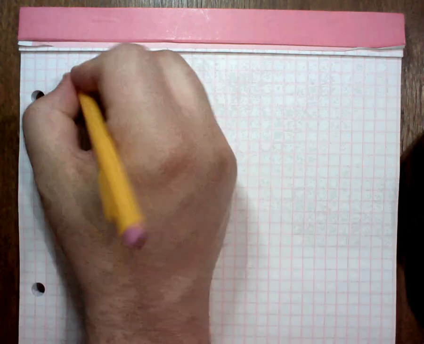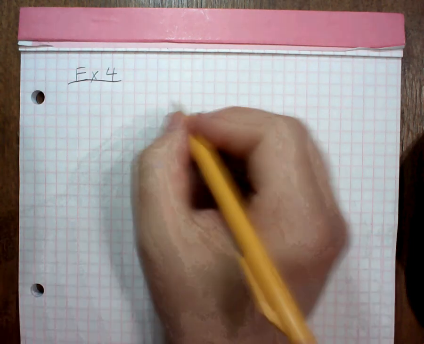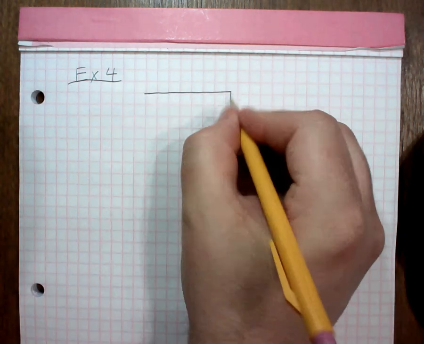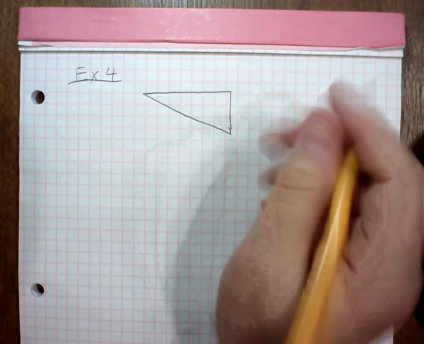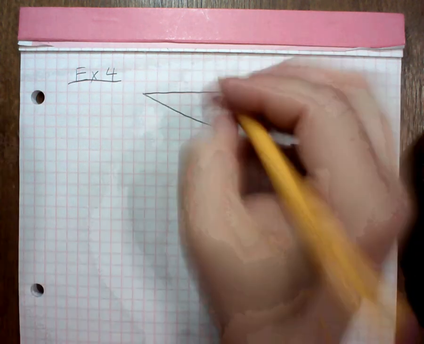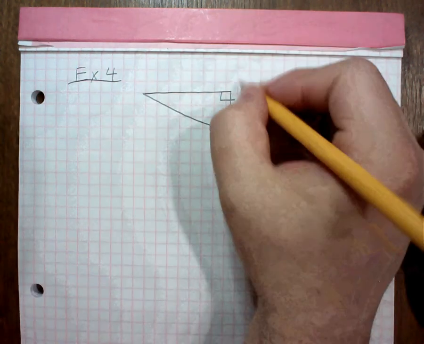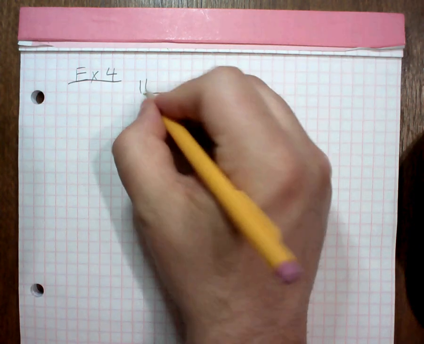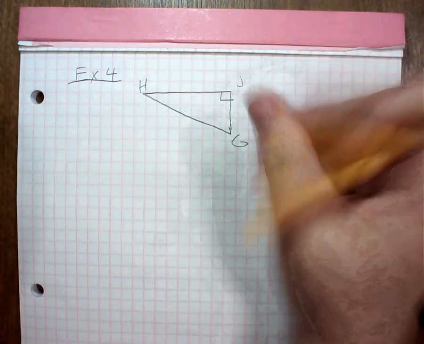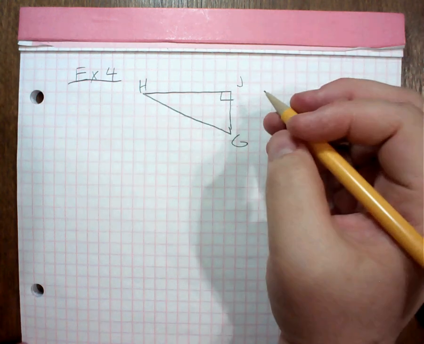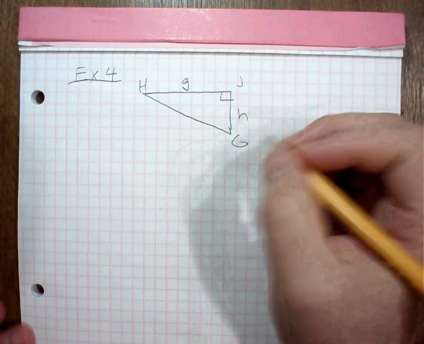So now for example number 4, we're given a right triangle that looks like this. Not necessarily drawn to scale. And we are told that this is H, J, G, H, J. And we are given that this is lowercase g, this is lowercase h.